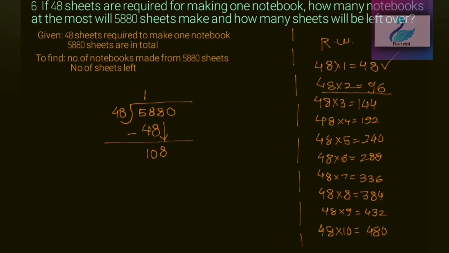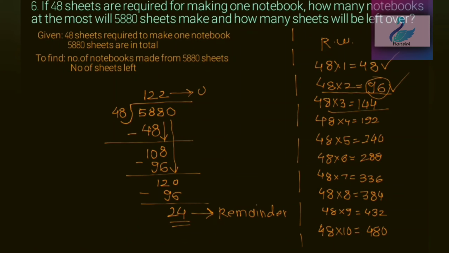Carry down 8. Now search for 108. It is not there, so you multiply it by 2. So write 2 in the quotient's place and subtract 96. You get the answer as 12. Now carry down the 0. You get 120. So even 144 is greater than 120. So again we will write 2 in the quotient's place and subtract 96. So I get the answer as 24. So 24 is the remainder and 122 is the quotient.